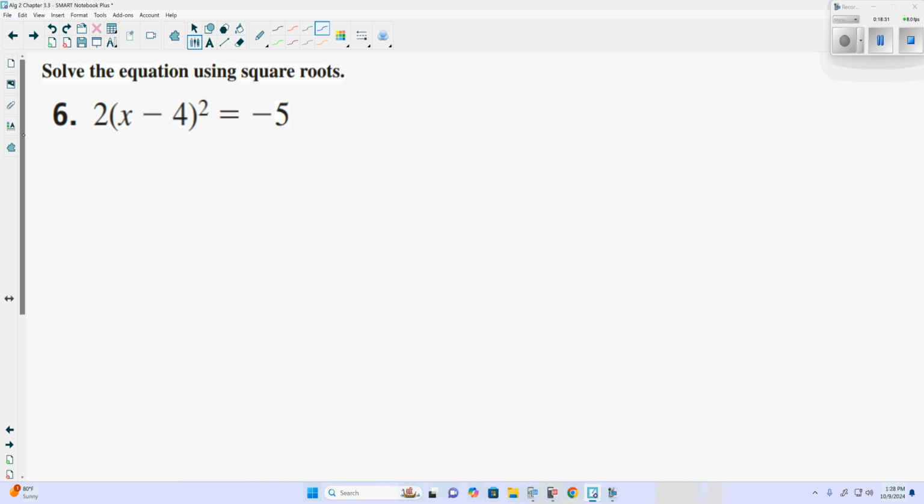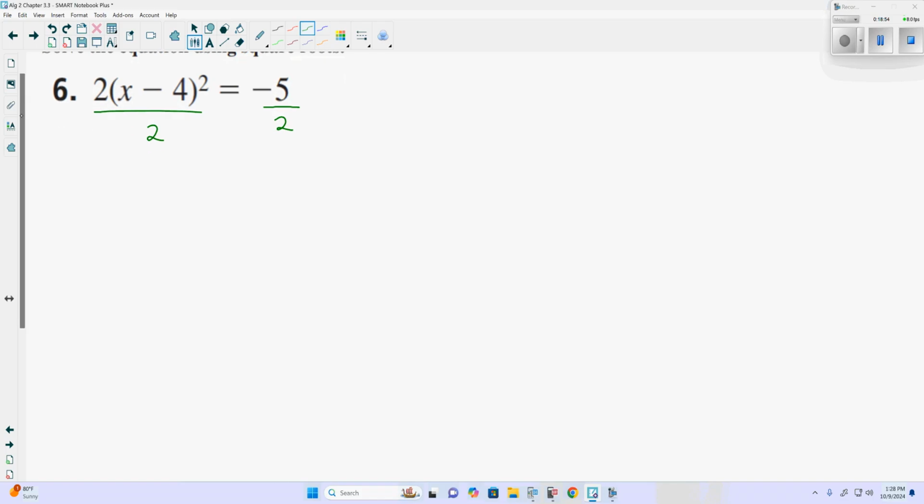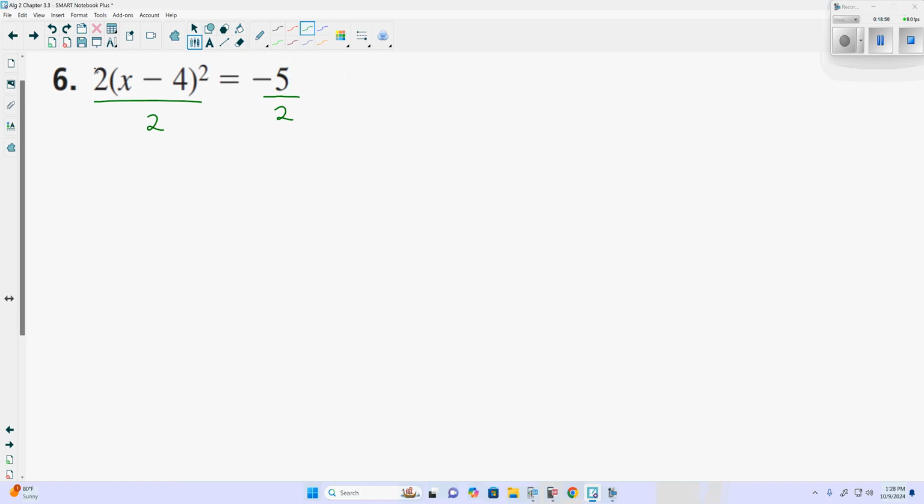Two times x minus 4 squared equals negative 5. So again, even though it does look different, and it is kind of different, because the x only shows up inside our parentheses being squared, our term being squared, we can still use the square root method. And the first thing we can do is divide both sides by 2. Because our 2 divided by 2 will cancel out, leaving us with x minus 4 squared is equal to negative 5/2.